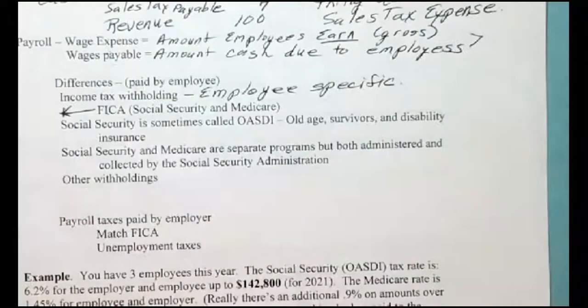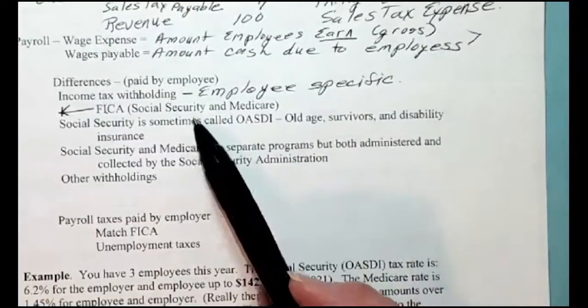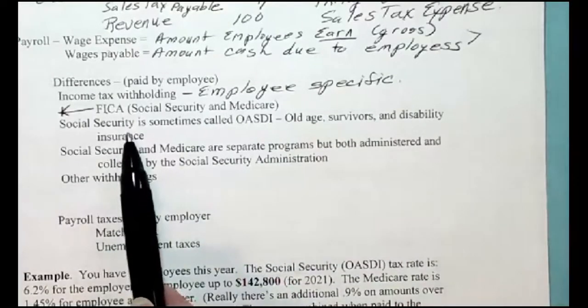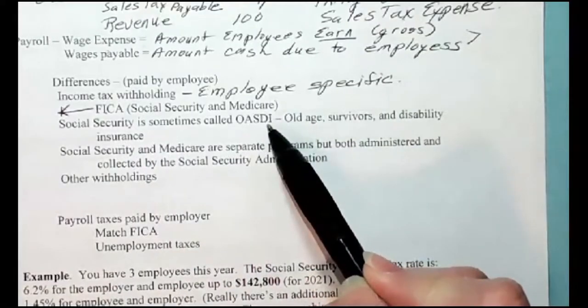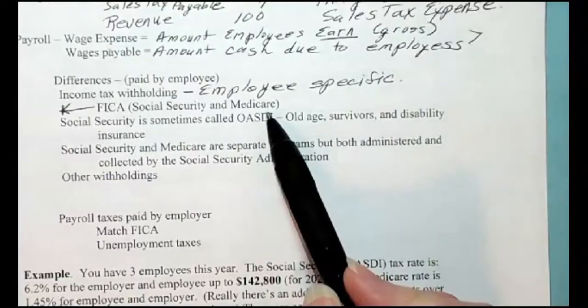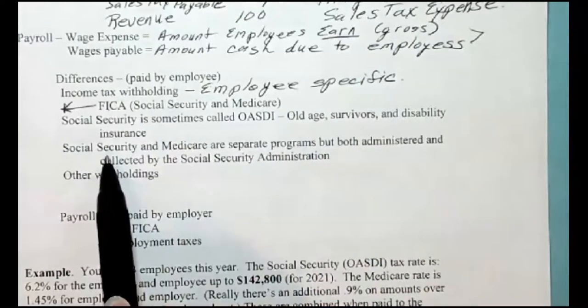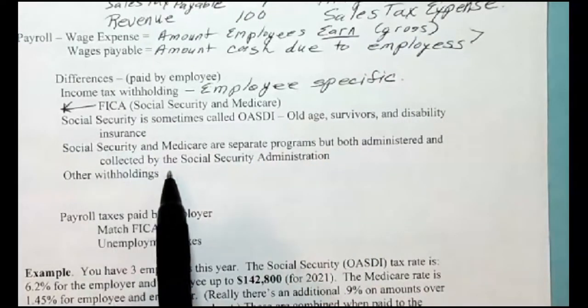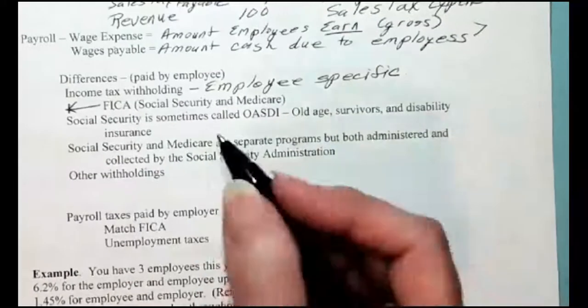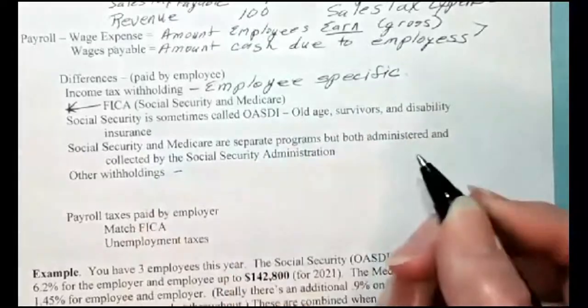Then we have that FICA, and FICA is Social Security and Medicare put together. Social Security is our retirement, which sometimes they call this OASDI, Old Age Survivors and Disability Insurance. Medicare, they take that out of your paycheck, so then when you get 65, it will cover your medical. Both Social Security and Medicare are separate programs, but they're administered by the Social Security Administration. So a lot of times people lump them together, call them Social Security, even though Medicare really is a separate program.